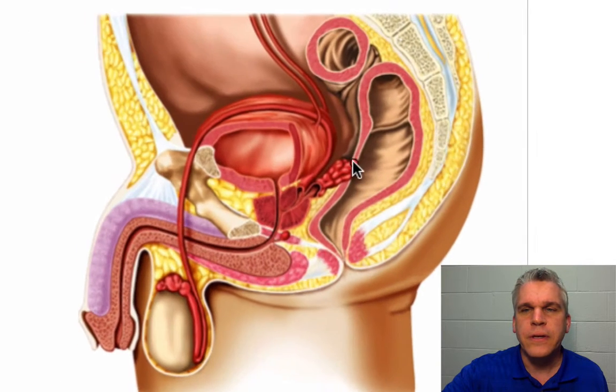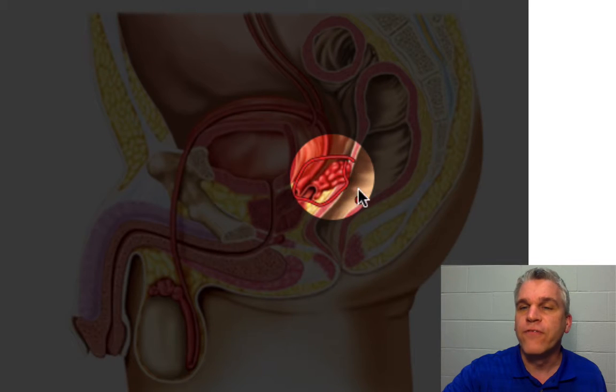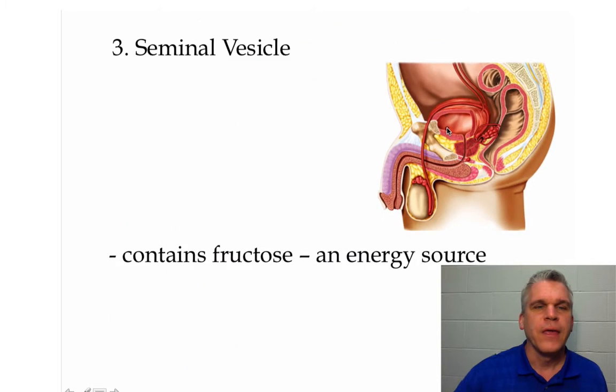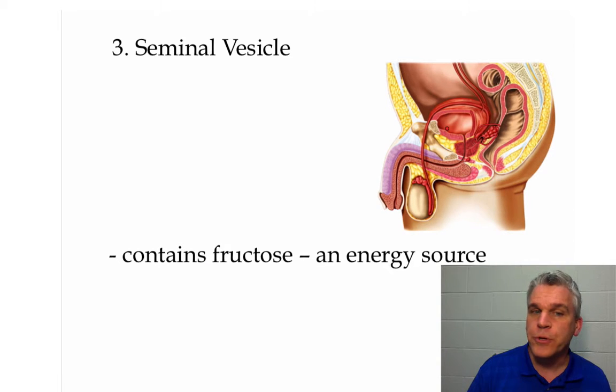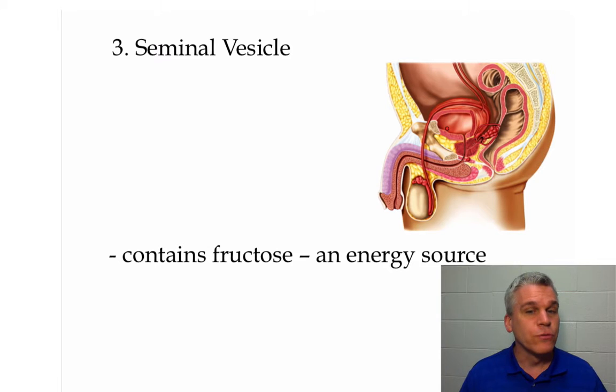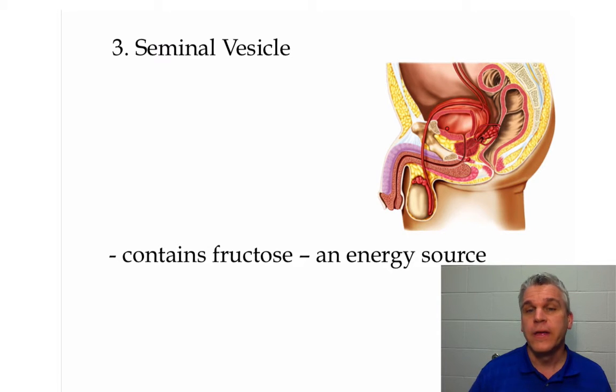The next structure is the seminal vesicle, so right next to the prostate gland. And this contains a fluid that's going to be added to the sperm that is high in fructose. So fructose is a type of sugar, and that is going to be the energy source for the sperm cells. They're going to use up a lot of energy. If the sperm cells are deposited into the female, they can stay alive for upwards of 3 days. And during that time, they're going to need that sugar as their source of energy.